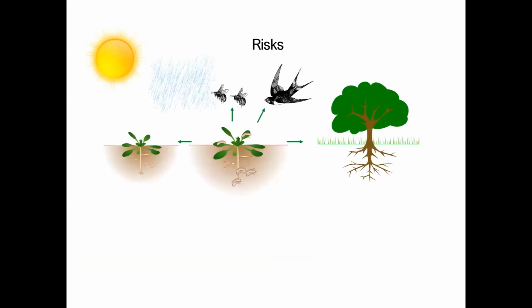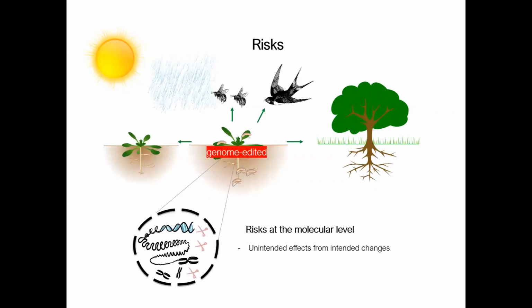The figure shows the interactions between a plant and its ecosystem. In the previous video, I already talked about the unintended effects from intended changes on the metabolism of plants and their interactions with ecosystems that can be caused by the gene scissors. Today I'm going to explain which unintended changes can be caused due to the incorrect and imprecise use of CRISPR-Cas.